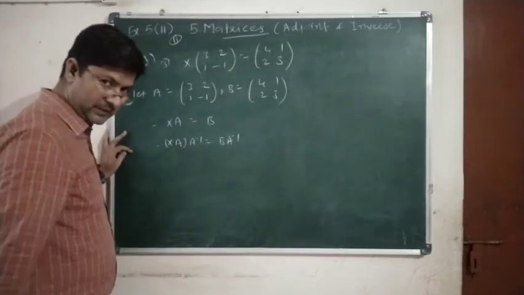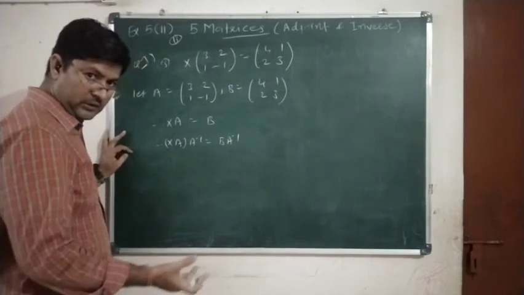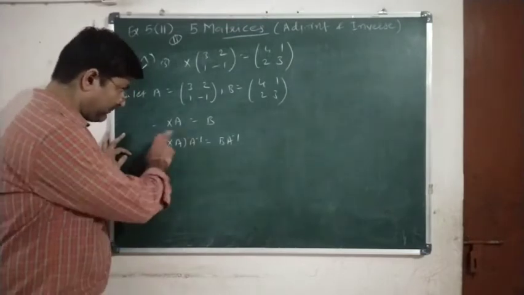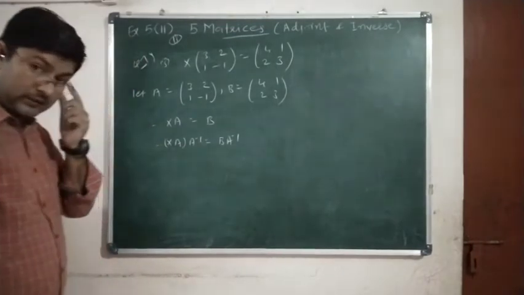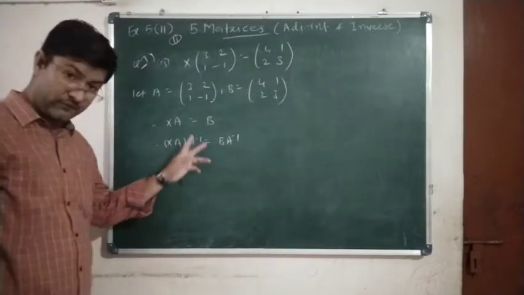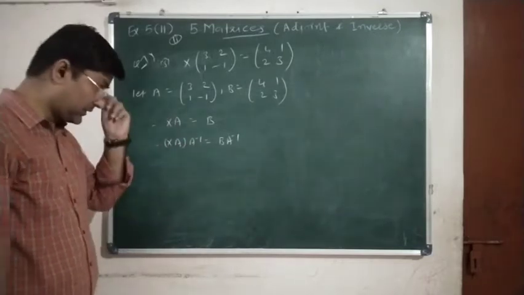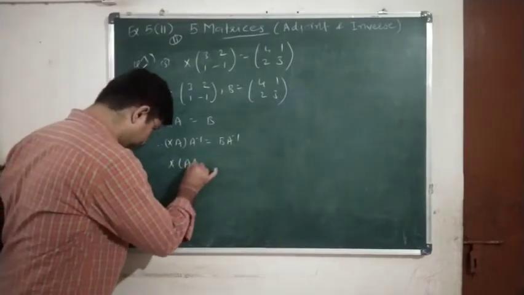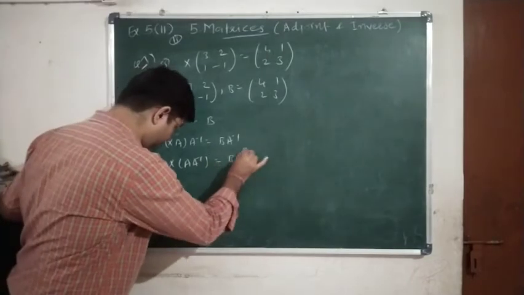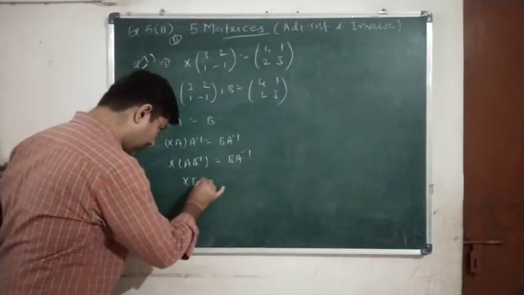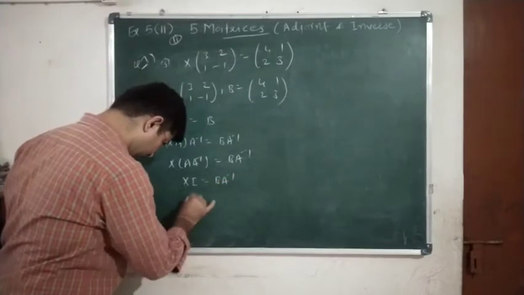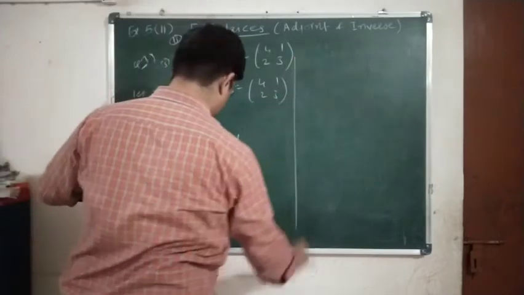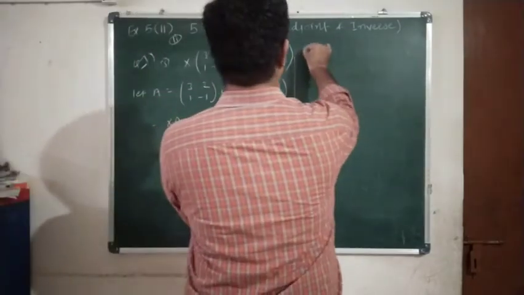Because A inverse B and B inverse A may be different. We know that matrix multiplication does not follow commutative law. Clear? And therefore this is very important. This is the reason why I am doing the third one. It is similar to question number 2, but this is the only difference that you need to understand. Okay, so now associative law, X into I is equal to B into A inverse. Here, now let us calculate determinant of A first.